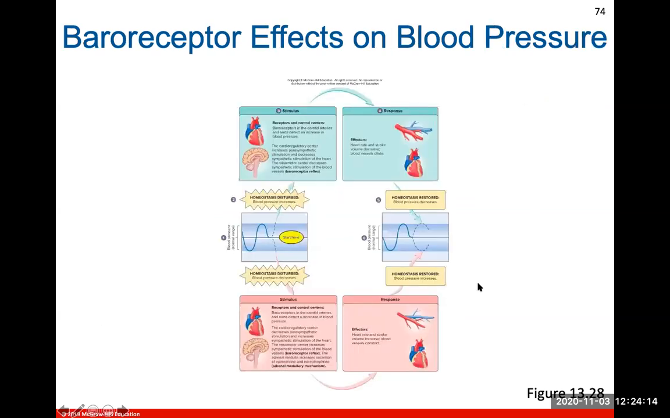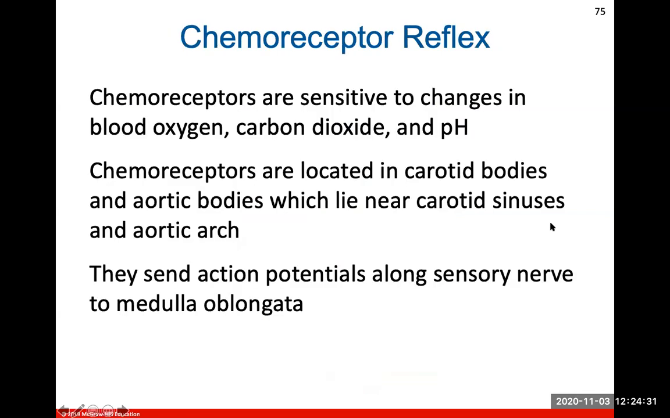Baroreceptor effect on blood pressure, you can read through this and how homeostasis works, whether you're increased or decreased above the blood pressure norm, how the baroreceptor reflex and effect will be taken to the brain and elicit some sort of response to get the blood pressure back into the normal range.